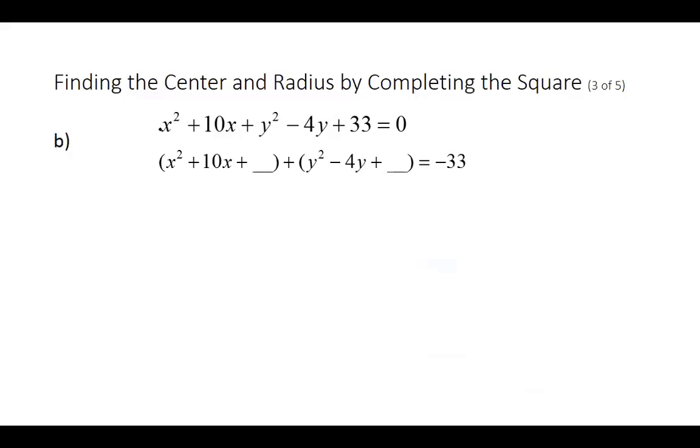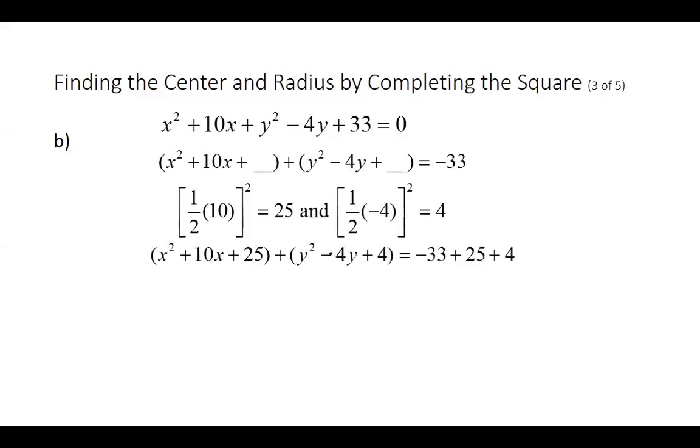We want to make sure that the coefficients of x squared and y squared are equal to 1 in order to follow these steps. And in this case, they both are equal to 1. We take the coefficient of x, divide it by 2 and square it, and that tells us what number I need to add here to complete the square. I have 10 divided by 2, squared, we get 25, so I need to add 25 into the first parentheses, and I take negative 4 divided by 2, square it, I get 4, and then I need to add 25 and 4 to both sides of the equation, so I don't change the original equation.